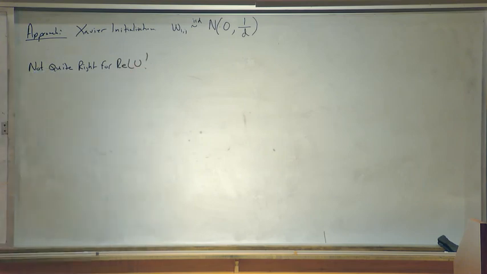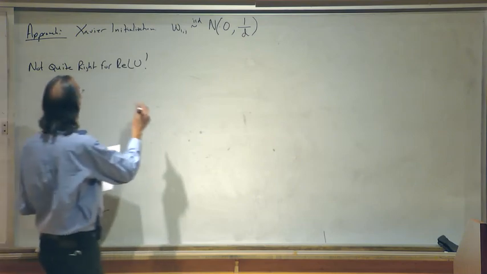The problem is that if the nonlinearity in the previous layer was a ReLU, then you expect half of these outputs to be 0. By dumb luck, the input landed on some side of it, so half of them are 0. So although it looks like you have d of them, you actually only have d over 2. So it's not quite right for ReLU, and that's why there's He initialization.